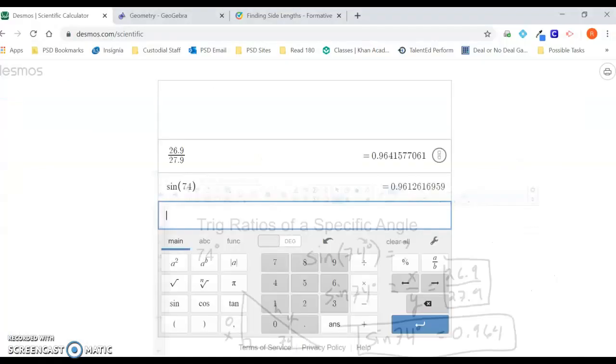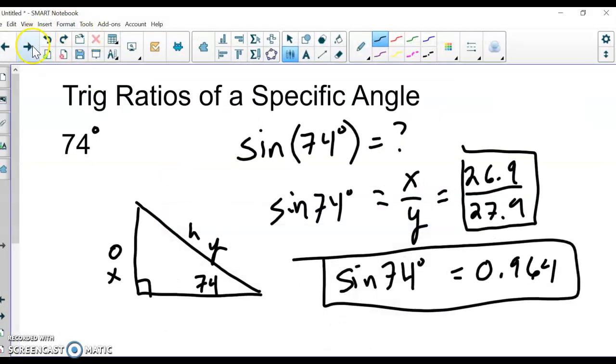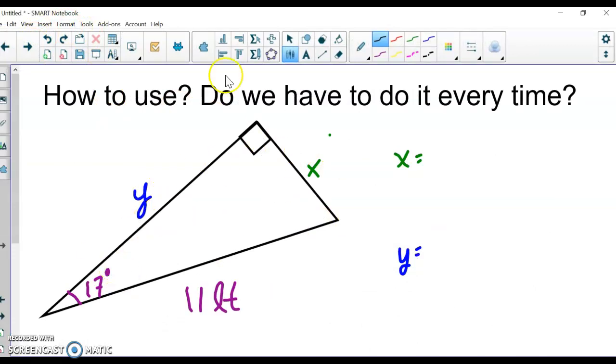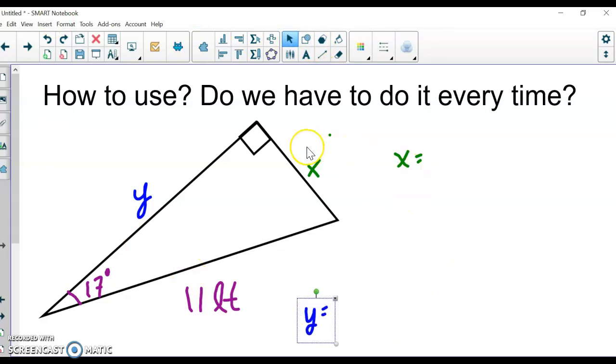But let's go over here and do some work. Let's say our goal is this: I have a right triangle with 17 degrees, and I want to know what x and y are if this side is 11 long. And I can go through, and I'm going to give myself a little bit more room. First off, let's identify what our angle is. I have 17 degrees. I'm going to focus on 17 degrees.